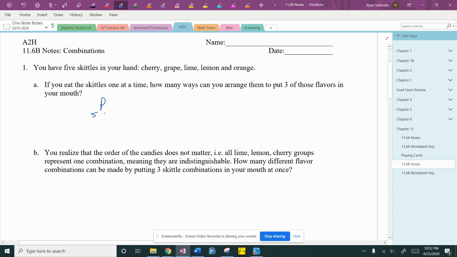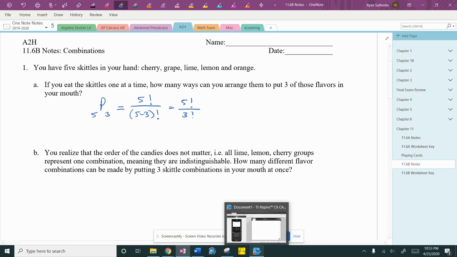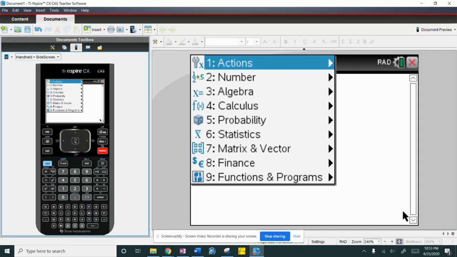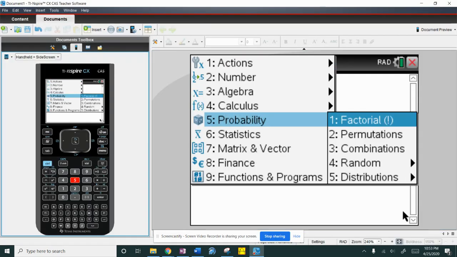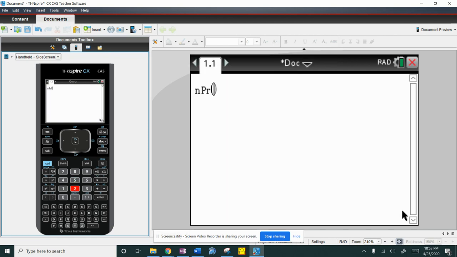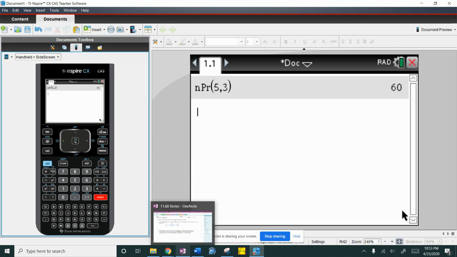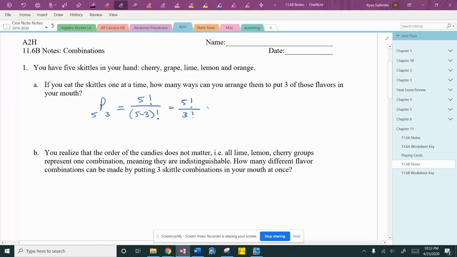We have a total of 5 flavors. We want to pick 3. And if you remember our formula, it's n factorial over n minus r factorial. So that comes out to 5 factorial over 3 factorial. On our calculator, that's menu, probability, permutation. We're doing 5, and I would say pick 3 of them. So 5 comma 3, and we get that there are 60 different ways that we could do this.